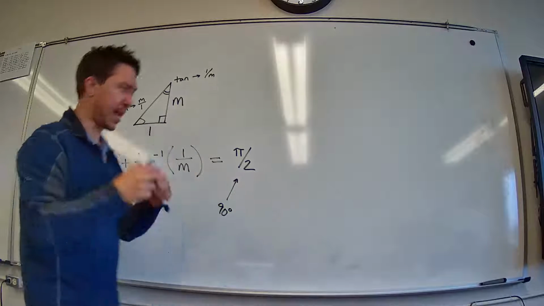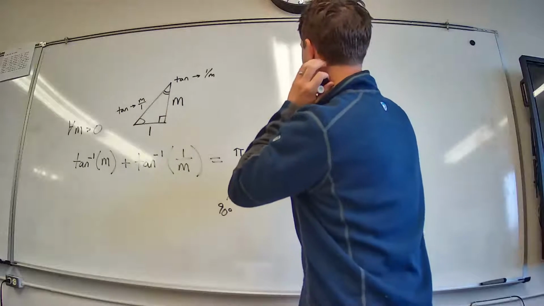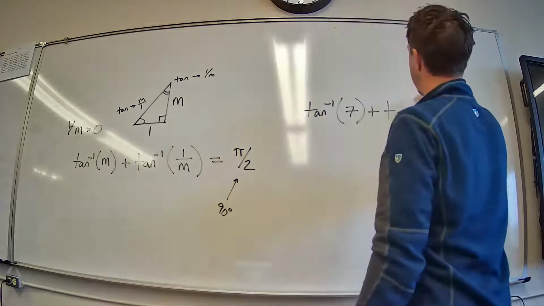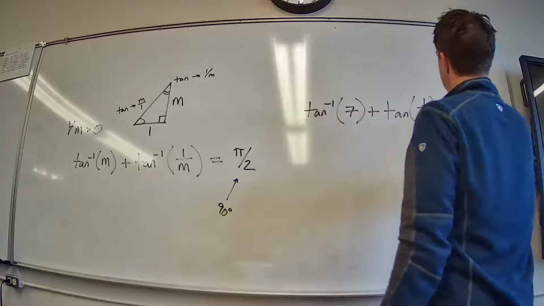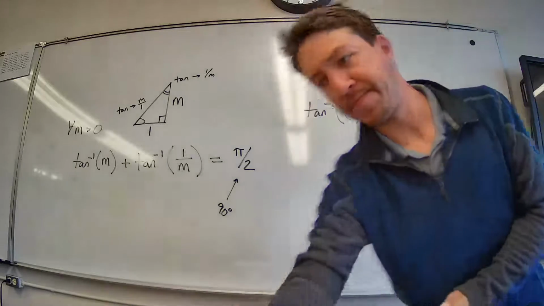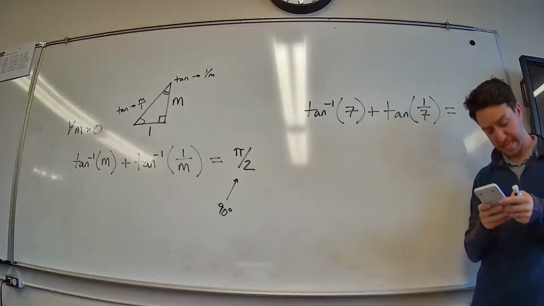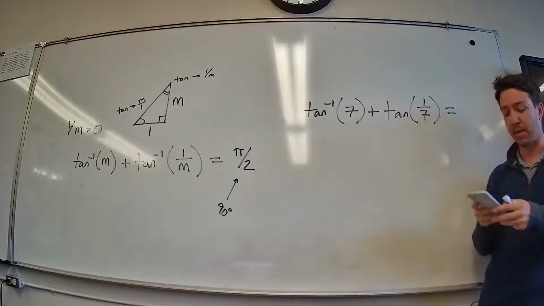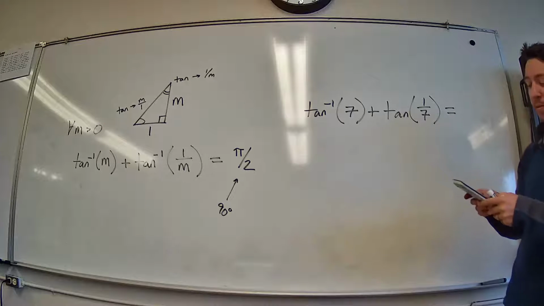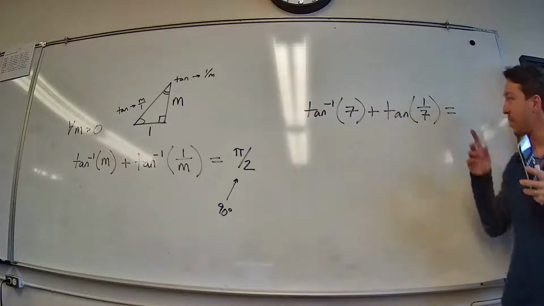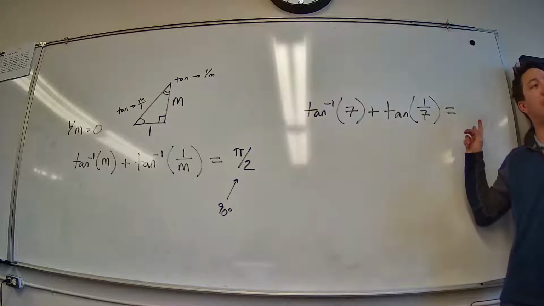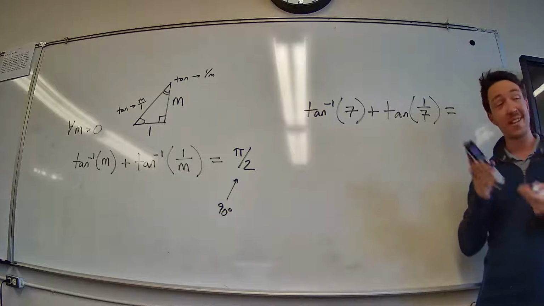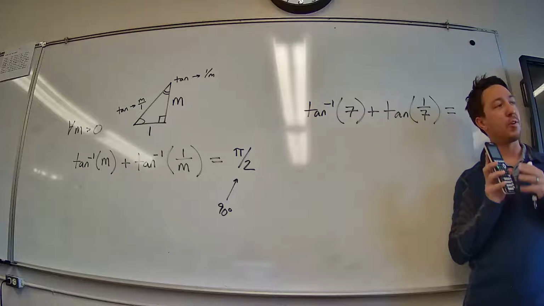Let me give you a quick calculator example. If I take my calculator and say, what's the inverse tangent of 7 plus the inverse tangent of 1/7, and I put it on degree mode, what's the calculator going to tell me? Will it give me 90 or something really close like 89.999999? It actually comes out exactly 90. It shows you how sophisticated the programming is on here.